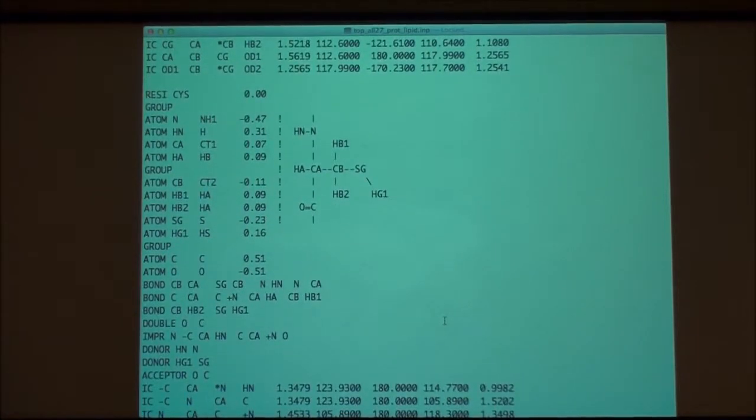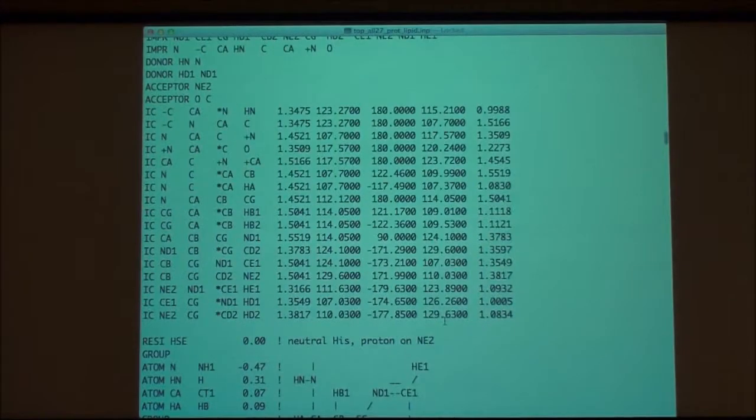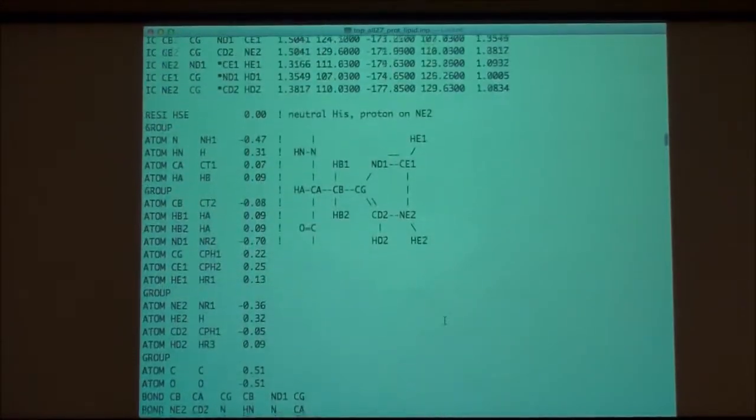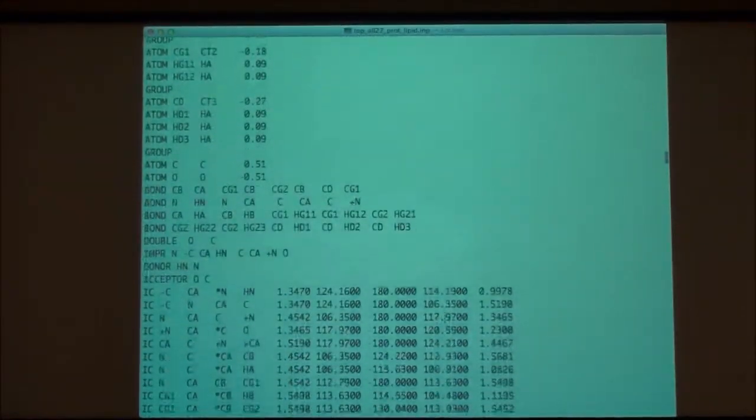And of course, as I pointed out, if you have your own molecule that is not in here, you have to build this topology information in here so that you can use it to generate the protein structure file.